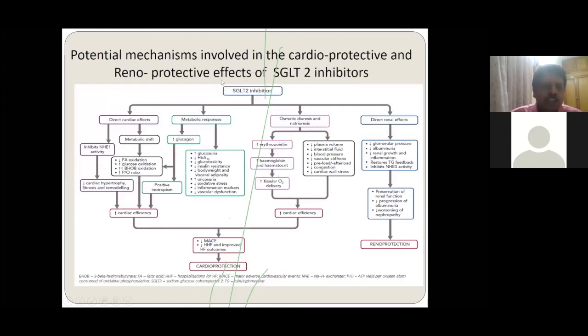In a nutshell, SGLT2s have a direct cardiac effect, metabolic responses, osmotic diuresis and natriuresis, and direct renal effects. Direct renal effects, you all just saw: the albumin excretion, pressure in the glomerulus, inflammation, and NHE3 activity. It preserves and reduces the albuminuria, worsening nephropathy, and protects the heart. Osmotic diuresis increases erythropoietin, increases the hemoglobin, and also decreases the plasma volume and blood pressure. It increases the cardiac efficiency. Metabolically, it increases glucagon, and also it increases the glycosuria and reduces insulin resistance. It reduces the weight, and as the weight reduces, the insulin sensitivity is also increased. Direct effect is also there.